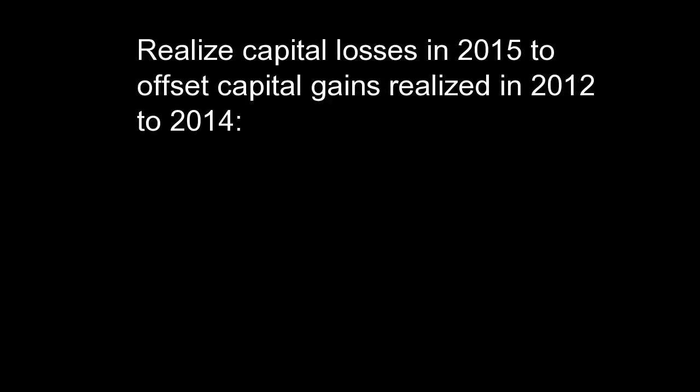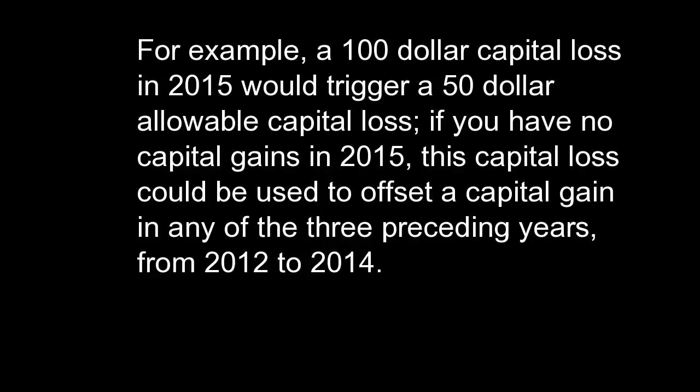Realize capital losses in 2015 to offset capital gains realized in 2012 to 2014. Capital losses can be carried back for 3 years to recover tax paid on capital gains. For example, a $100 capital loss in 2015 would trigger a $50 allowable capital loss. If you have no capital gains in 2015, this capital loss could be used to offset a capital gain in any of the 3 preceding years, from 2012 to 2014.